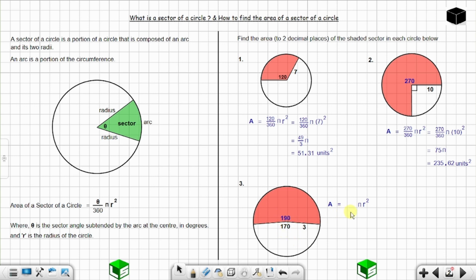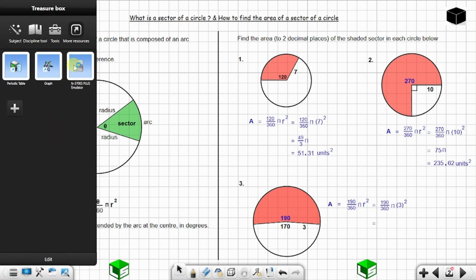When you calculate the area of the sector, you start with pi times r squared, and multiply by theta over 360. Your theta is 190, so you have 190 over 360. This is equal to 190 over 360 times pi times r squared. Your radius is equal to 3, so you have 3 squared. Plug this in your calculator.